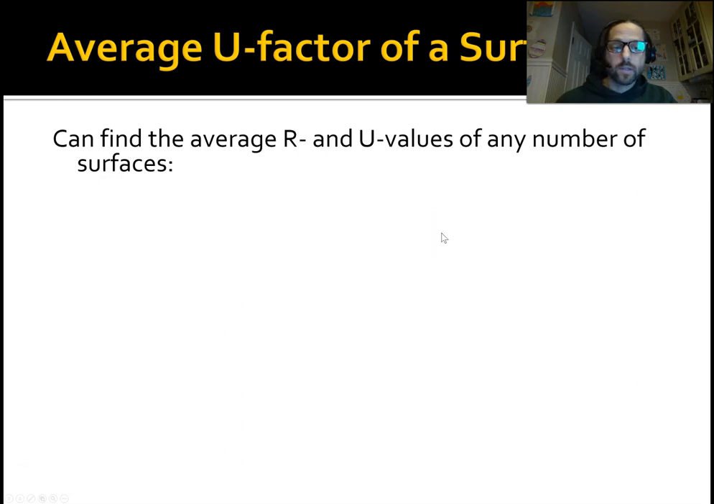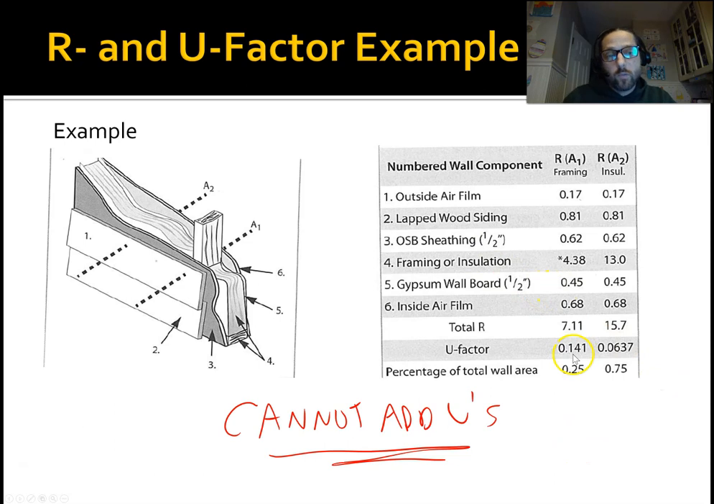The way I always do it is a different way. You figure out the percentage of the wall that's covered by each surface. It's given here that 25% of the wall is covered by framing.